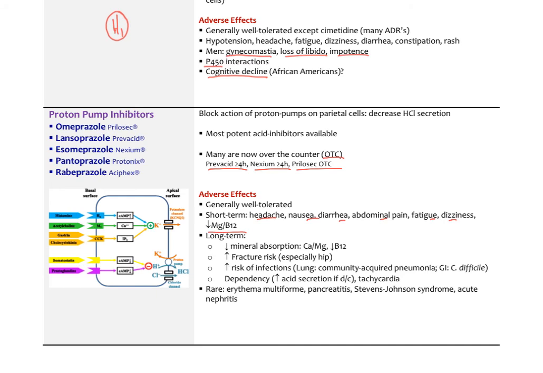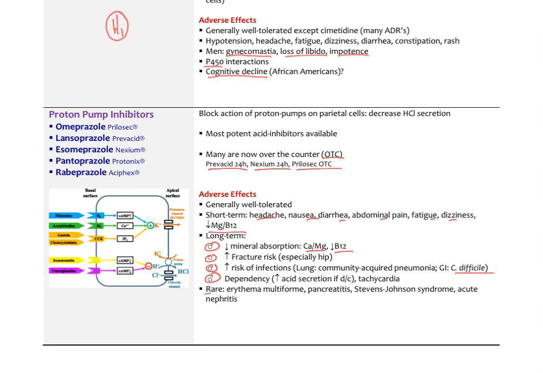The big problem, though, is the long-term. Decreased mineral absorption, calcium, magnesium, B12, probably others. Increased fracture risk, especially of the hip because of the low calcium. Increased infections of the lung with community-acquired pneumonias, C. difficile, and I mentioned sinusitis. And then dependency. People become dependent on these. And there's a real increase of acid secretion after discontinuation, even tachycardia. Now, a common thing that can happen, well, not common, fortunately it's rare, but it can commonly happen with different medications. So many medications this happens with.